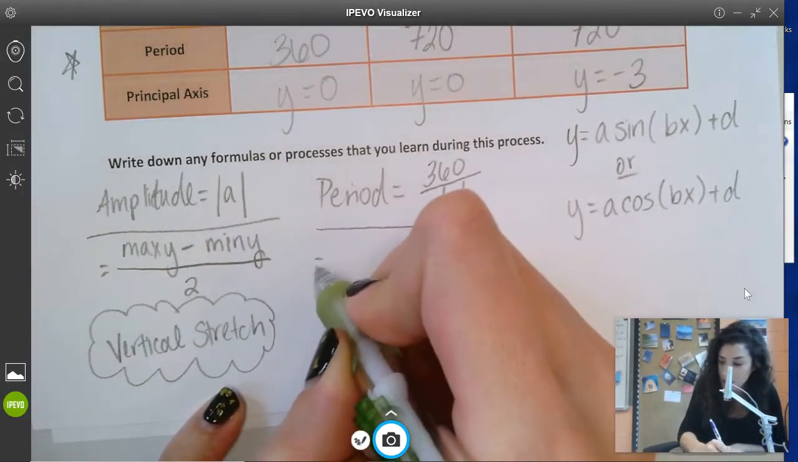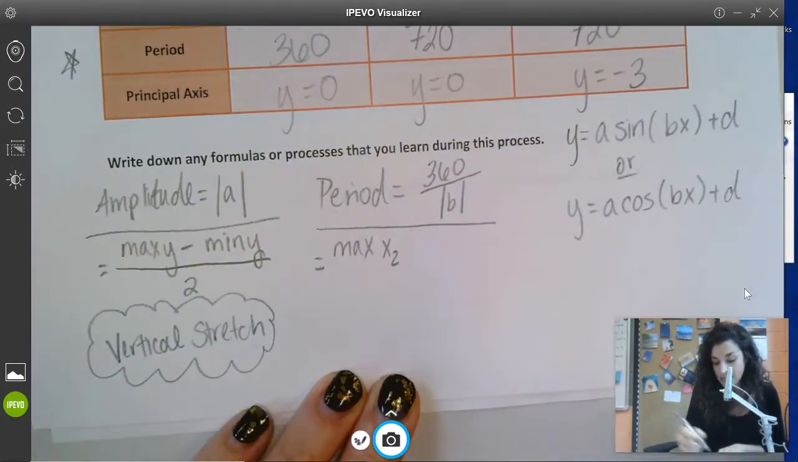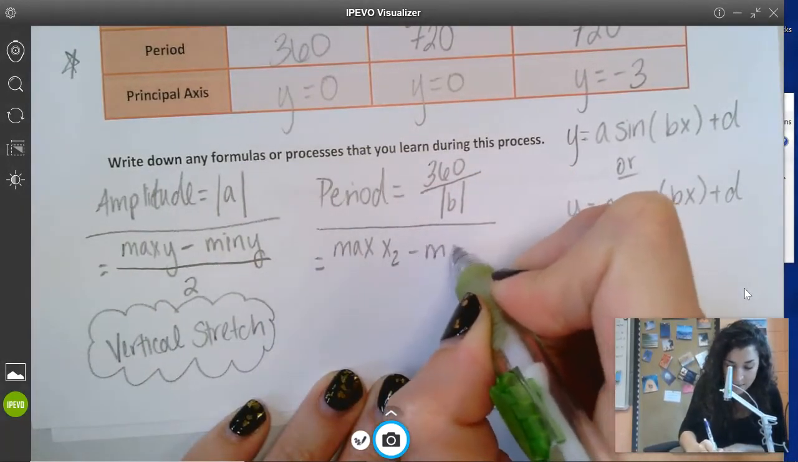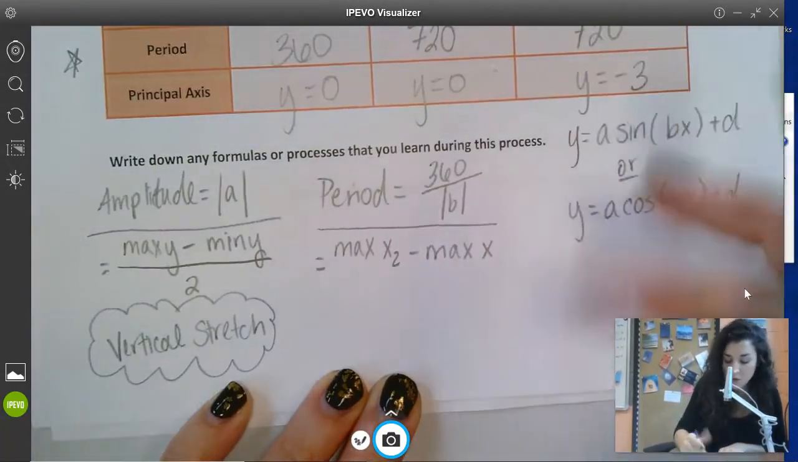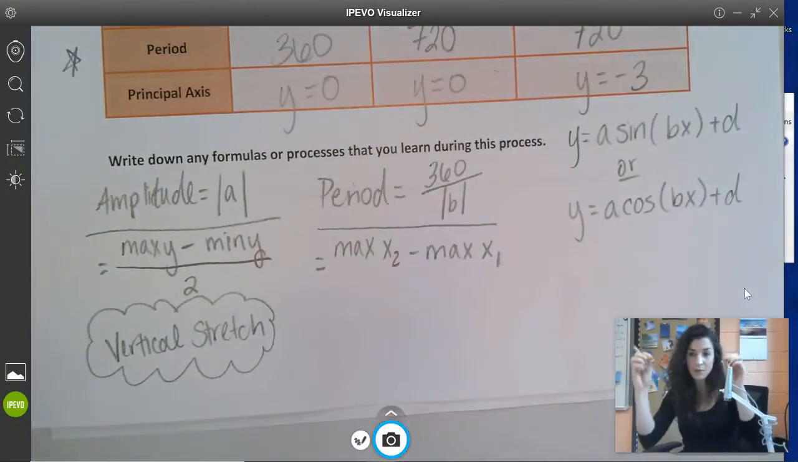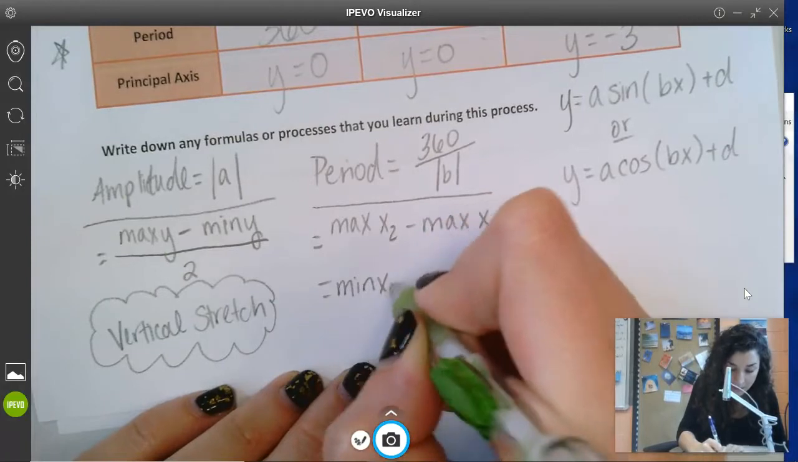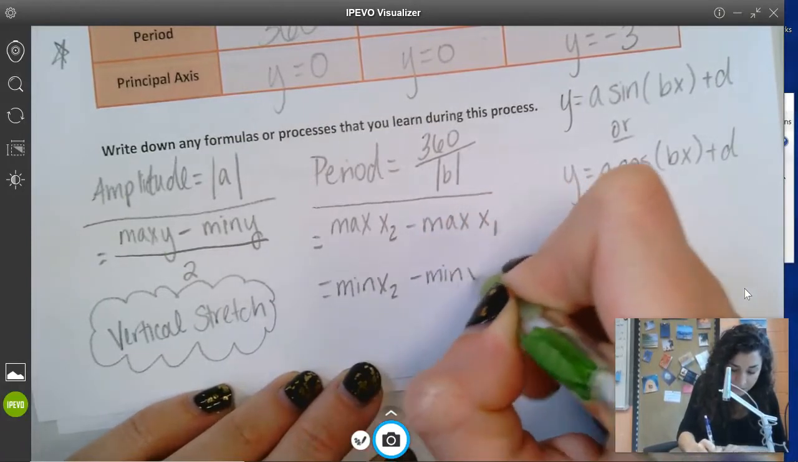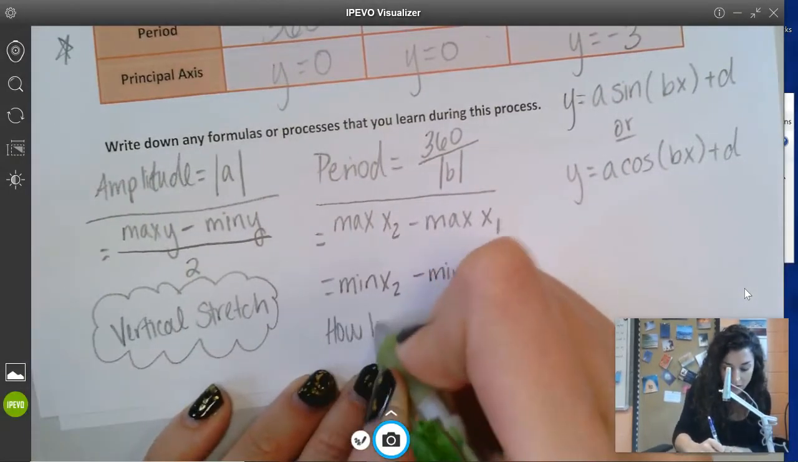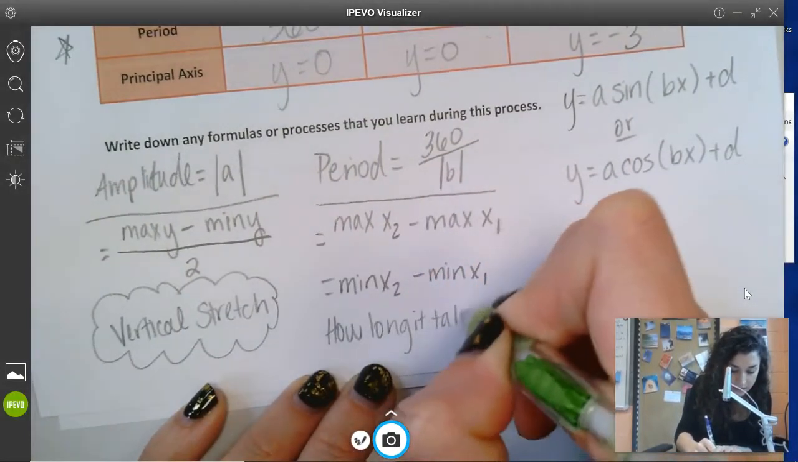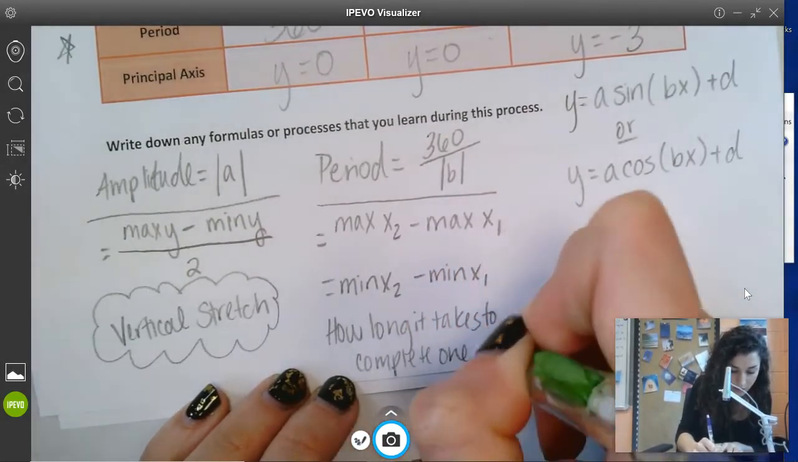Or if you're looking at it on the graph, it's your maximum of the second x value minus the maximum of your first x value. So you're taking your two maximum x values and subtracting them out. Or you could take your two minimum x values and subtract them out. The idea is how long it takes to complete one cycle.